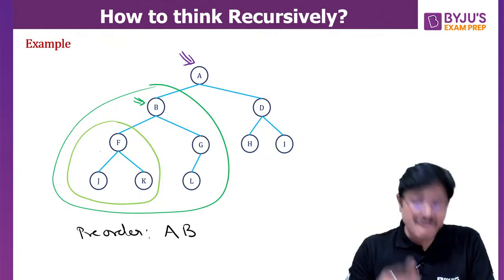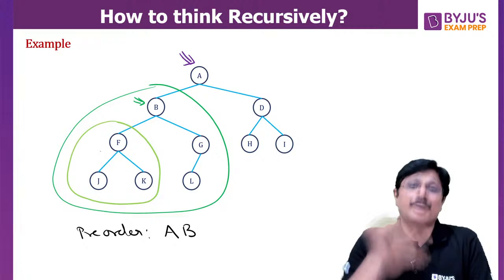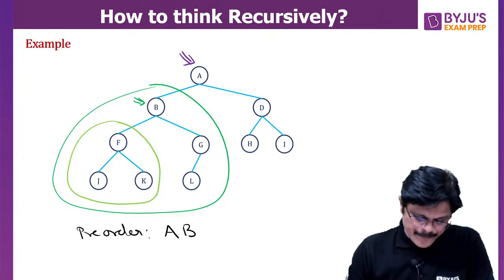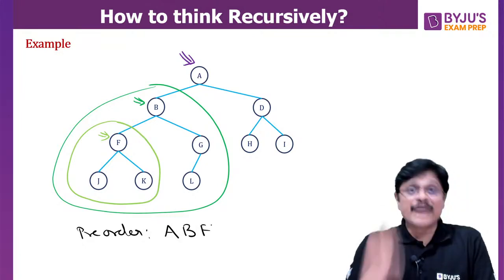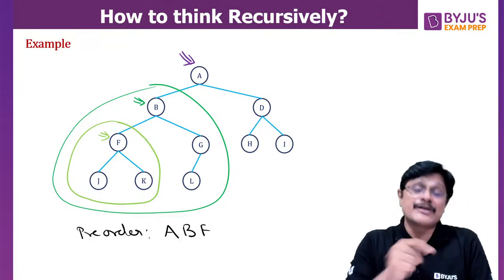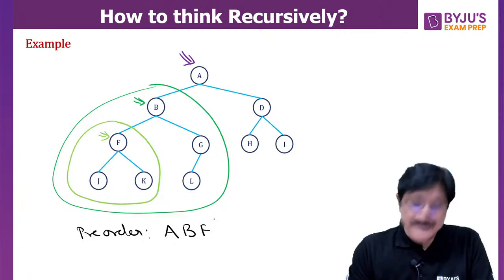After B, first the left subtree is visited recursively in pre-order. Again, for the left subtree, if you observe, there is a root node. So root node means visit the root node. Then we have to visit the left subtree recursively in pre-order manner. In the left subtree, only one node is there, so that is visited.